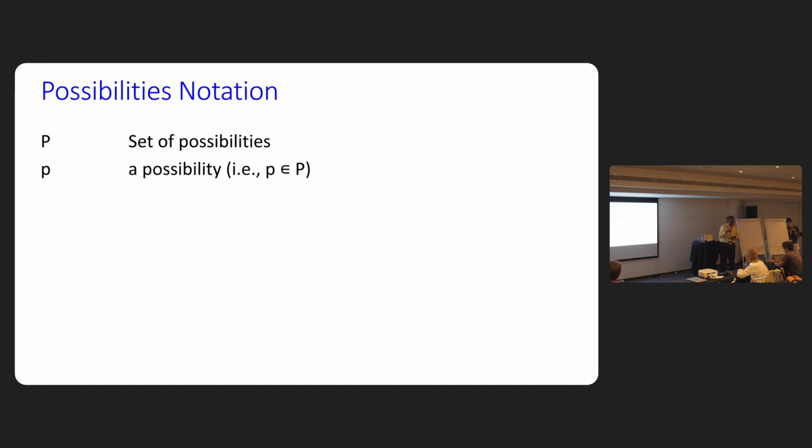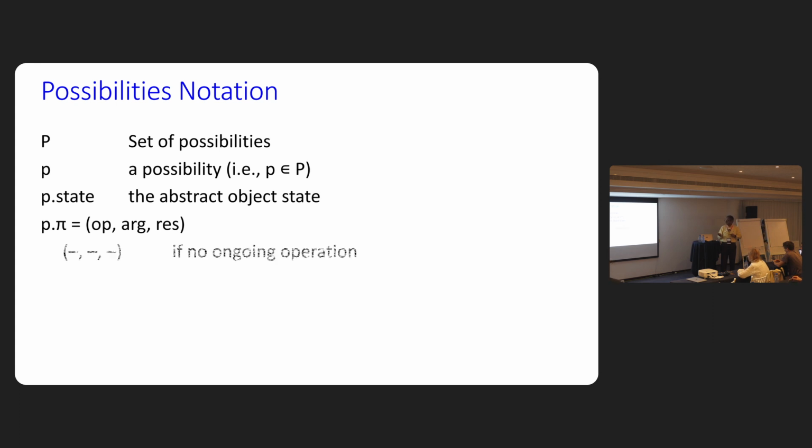But what's the structure of an individual possibility? Think of an individual possibility p as a tuple, where one component is the state, as you know. You saw those rectangular boxes. The state is the abstract object state. By that, what do we mean? We are trying to prove the linearizability of the implementation of some object. So what is a possible state of that implemented object? That is what is communicated through p.state. And what does p.pi, for each process pi, have? It's a triple: operation, argument, result or response.